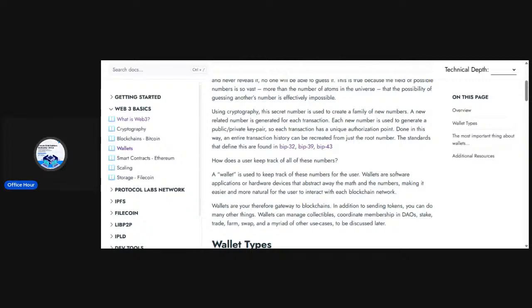So wallets are your gateway to blockchain. Without a wallet, you cannot interact with those chains. They're actually a gateway for you to get into this space. A wallet can manage collectibles, coordinate membership in DAOs, stake, trade, farm, swap, and migrate, among other use cases.